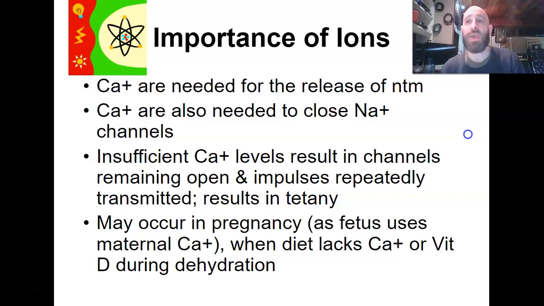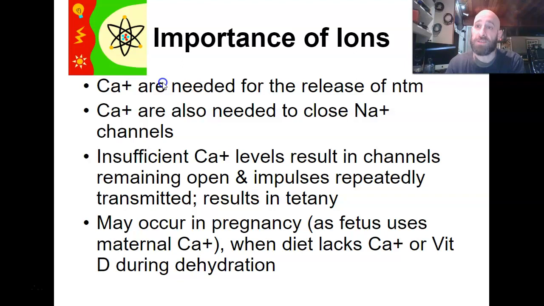So let's talk about the impact of these levels. And that's why nutrition is so important. If you don't have enough of these ions in your system, they're called electrolytes, your neurons can't function correctly. So the first one we're going to talk about is calcium. So the first place that you need calcium, obviously we've talked about in this unit, is to release the neurotransmitters.